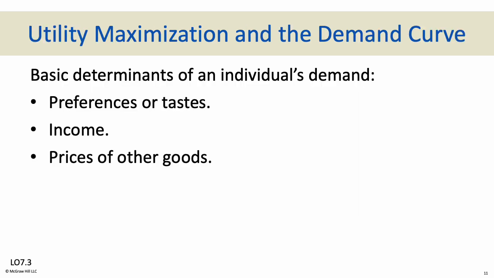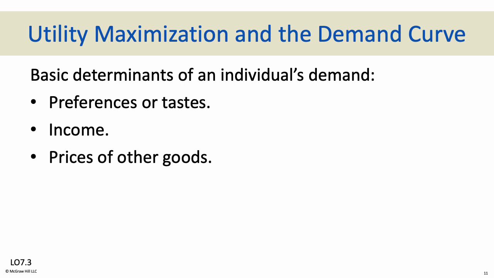So utility maximization and the demand curve, if we look here. So basic determinants of an individual's demand, and everybody's demand is different. Preferences and tastes, there's no right or wrong answer here. You might greatly demand a product which your best friend may hate, and neither of you are right or wrong. It all depends on preferences and tastes.